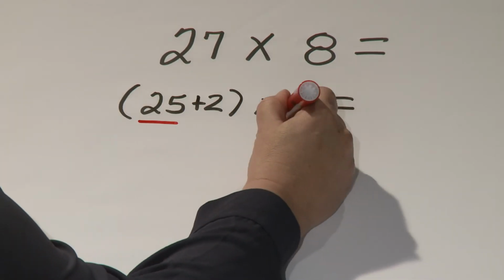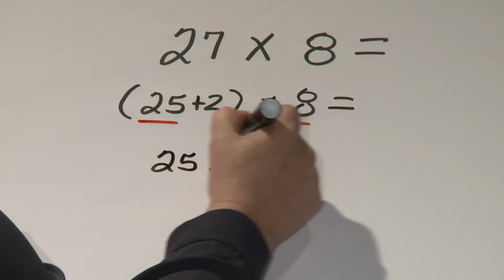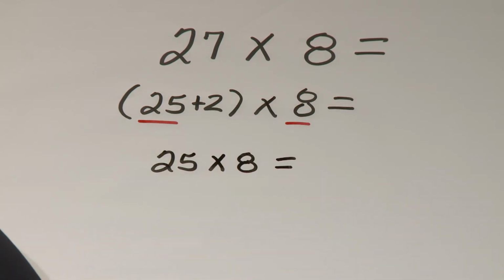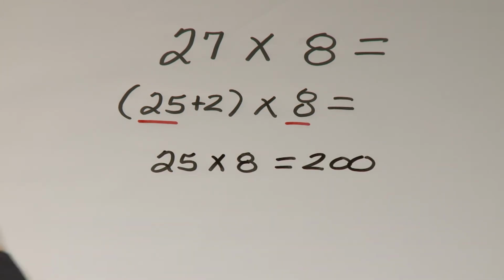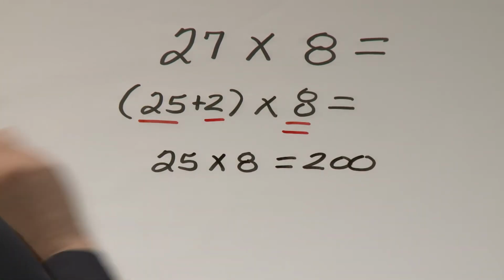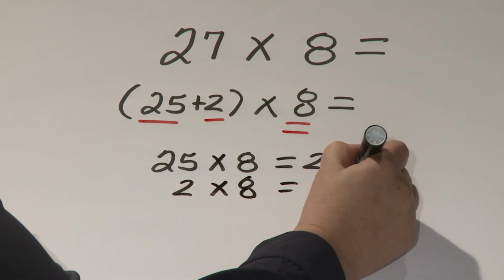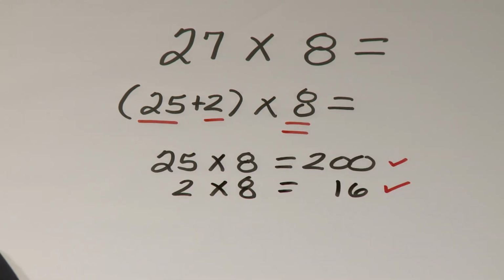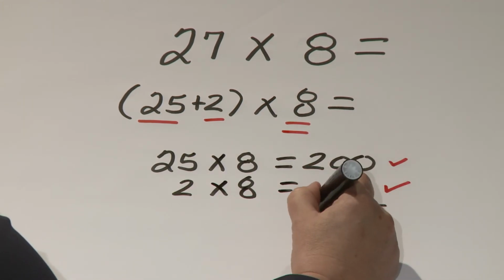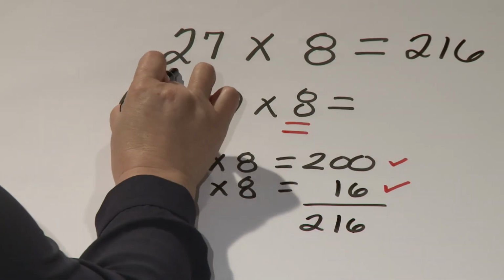So 25 times 8 is 200. And 2 times 8 is 16. Again, these are my partial products, and when added together, it is the product of 27 times 8.